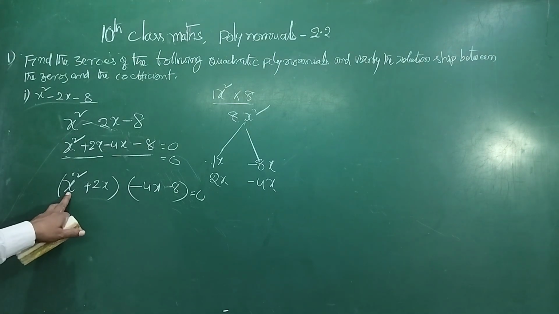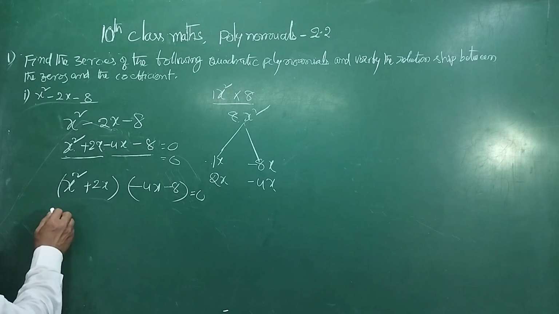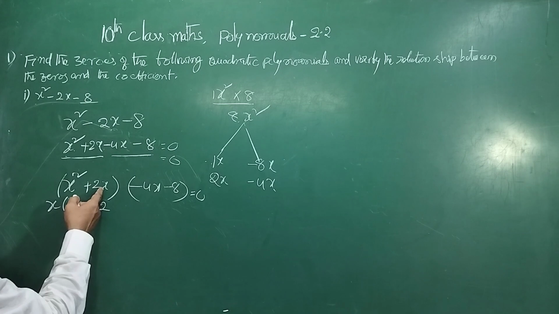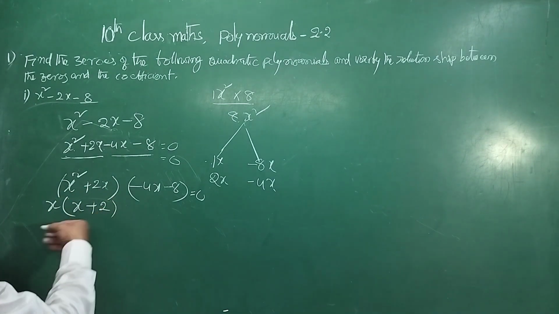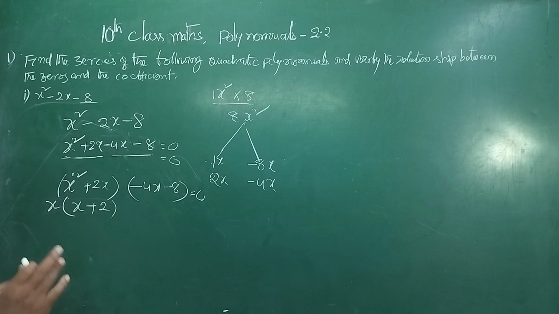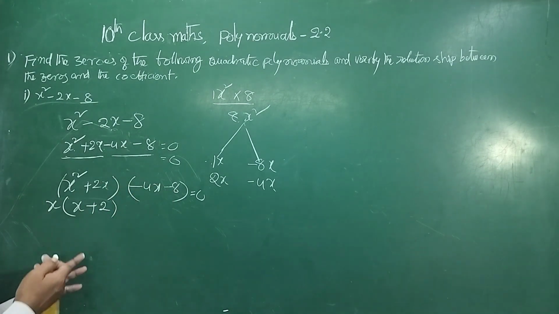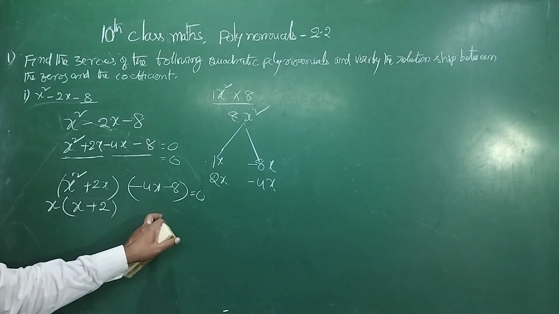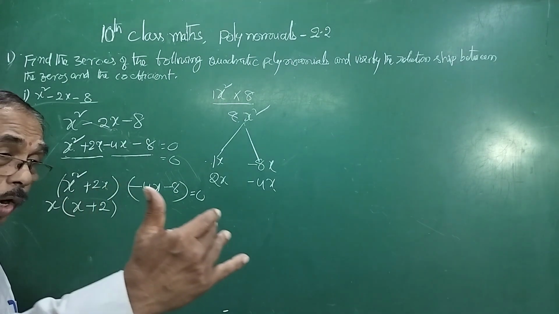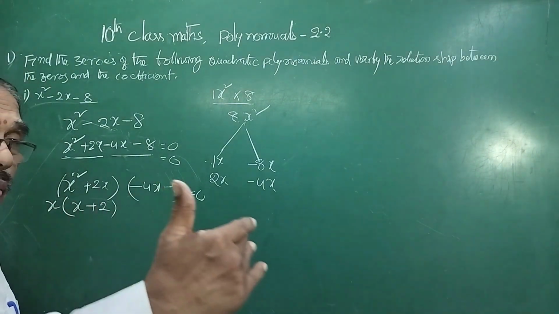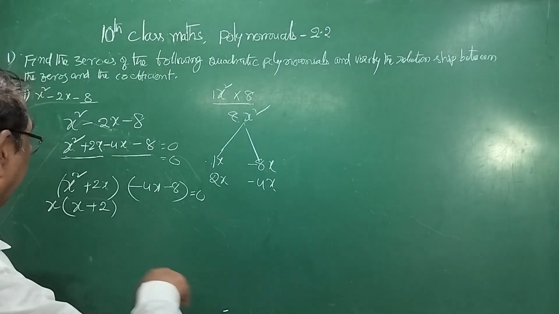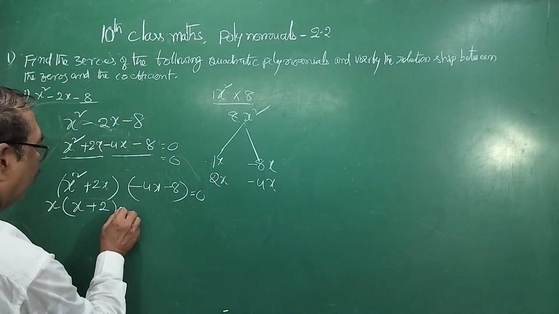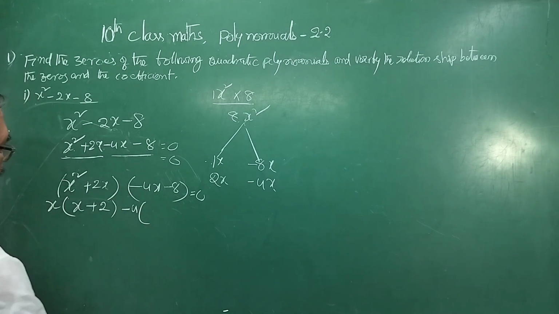Yes. In this x square plus 2x, what is common? X is the common. Yes, x plus 2. Already we brought out x. In this, what do we bring out in such a way that we get x plus 2 in the bracket? Yes, that means we have to bring out minus 4.